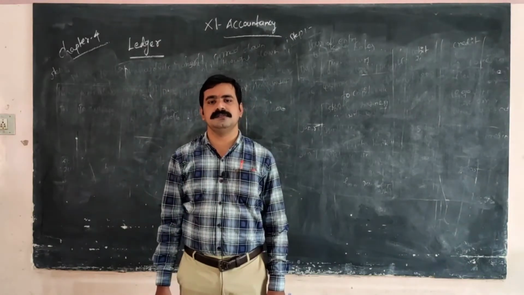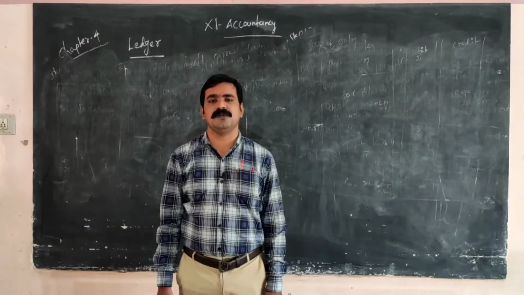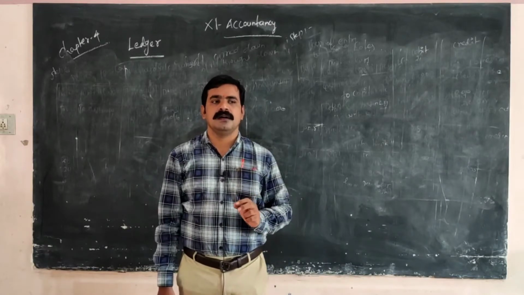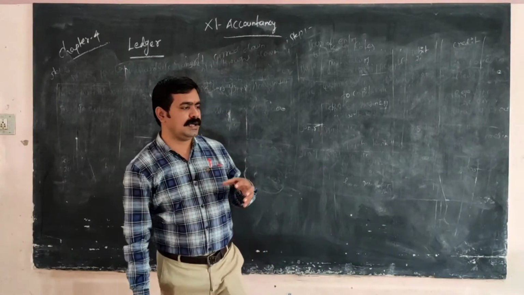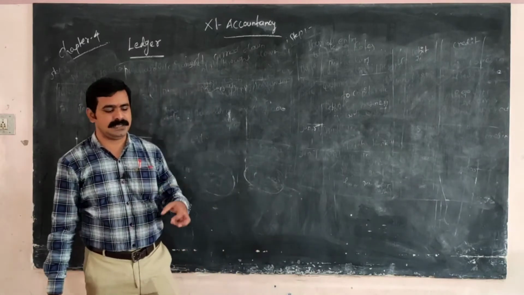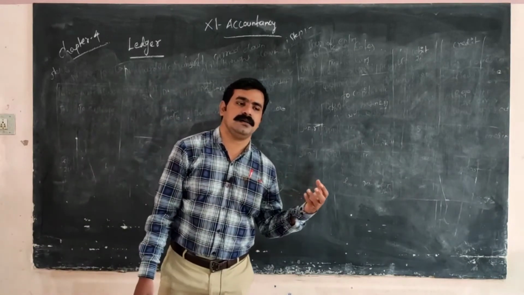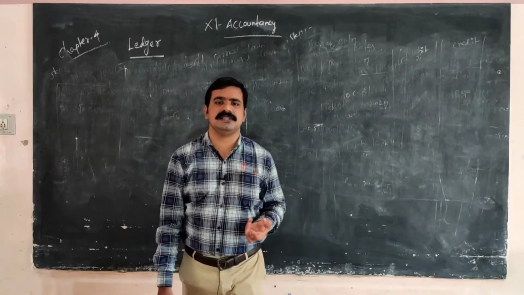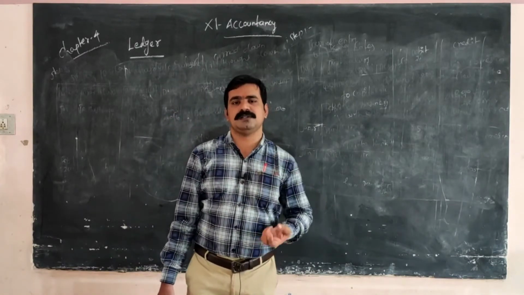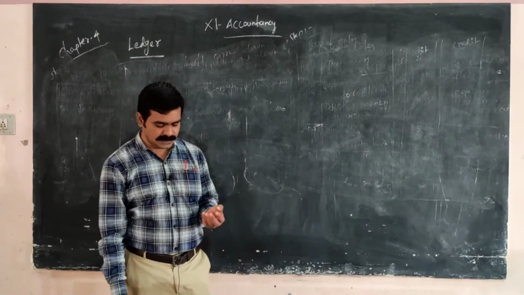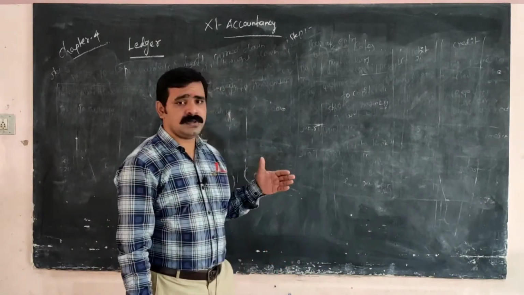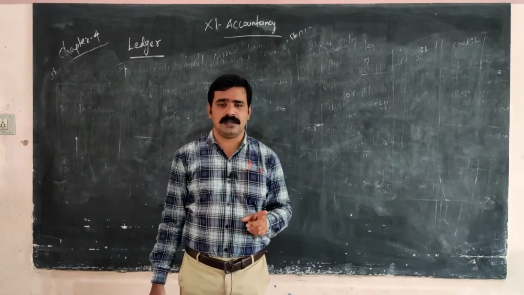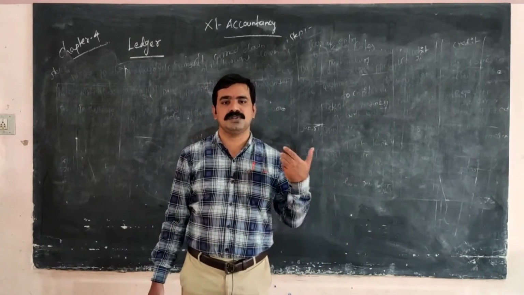Today we are going to discuss chapter number 4. The topic is ledger. We discussed the procedure for opening a ledger, the utilities of a ledger, the meaning of a ledger, and the specific format of a ledger. I also solved problem number 1. Now we are going to solve problem number 2.